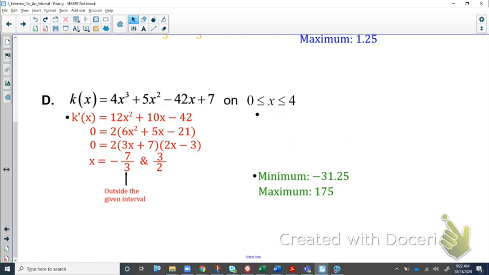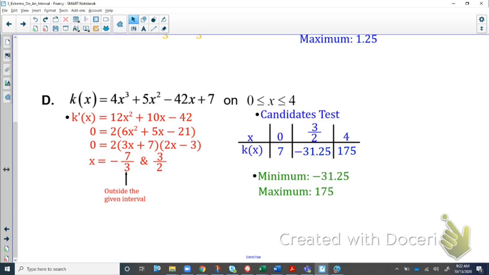The closed interval goes from 0 to 4. And so any negative numbers like the 7/3 can't be used. So it's outside of the domain, or outside of the defined interval, however you want to think of it. So I'm going to be looking at only 3 numbers for my candidates test, the 0, the 3 over 2, and the 4, and see what we get. And those are how we're establishing what the minimum and maximum values are going to be.